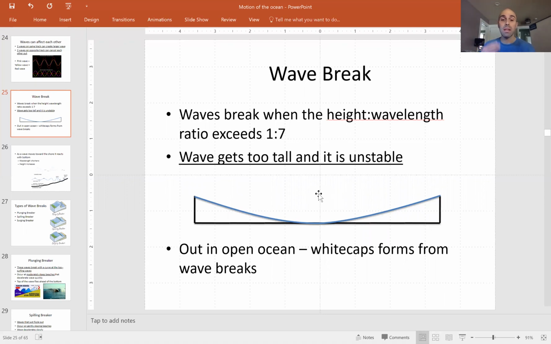Okay, even out in the open ocean, whitecaps will form with wave breaks. Remember, when a tsunami hits, the wave height is only maybe 3 feet. It's not a large wave, but it builds up so much momentum as it comes forward towards the shores.